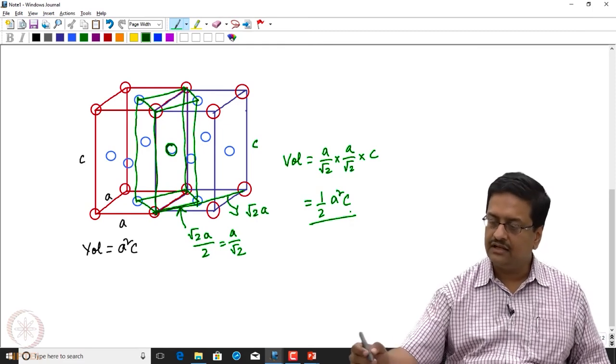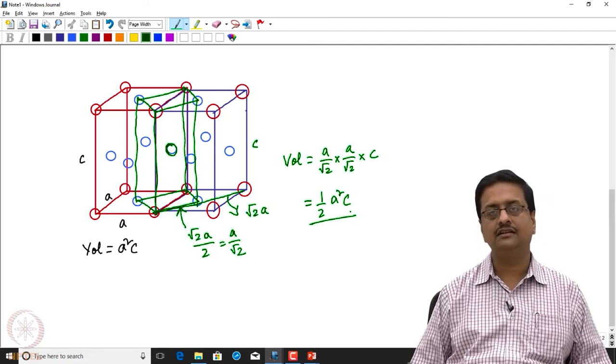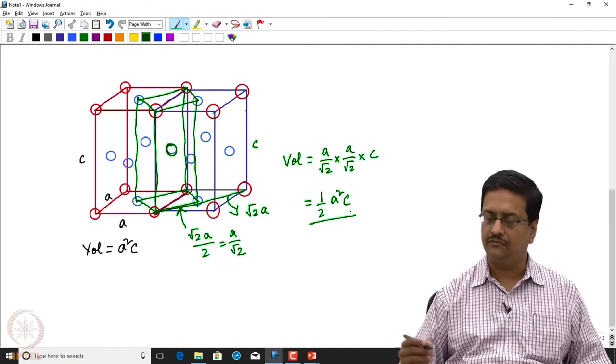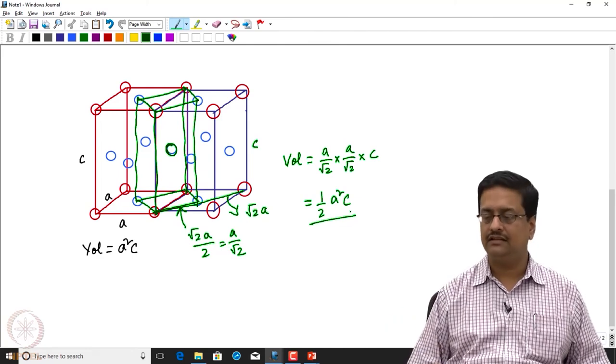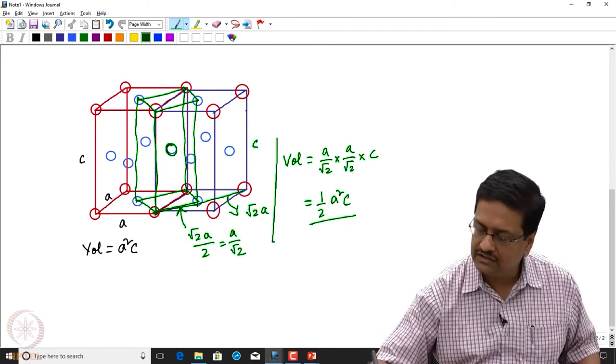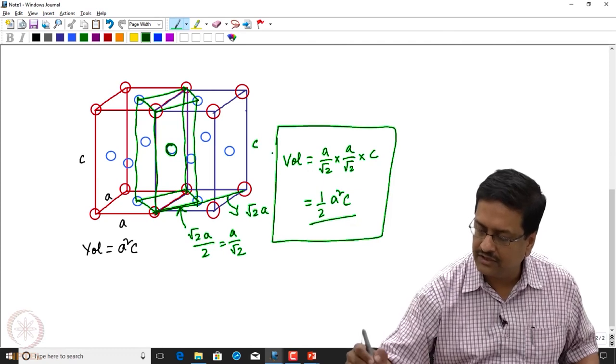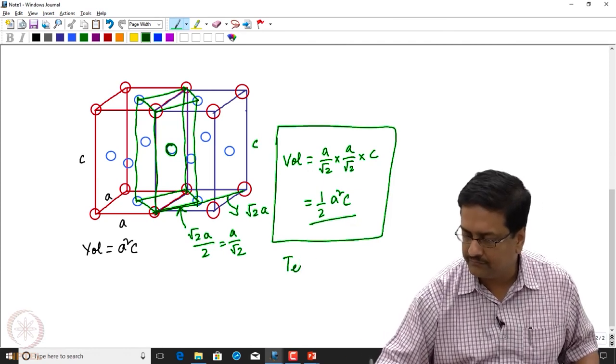So, in this particular case, what we saw is that tetragonal I has a volume which is half compared to that of tetragonal F lattice, and hence we consider this as the Bravais lattice tetragonal I.